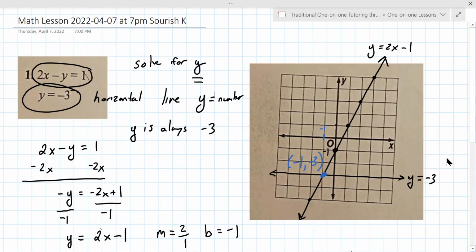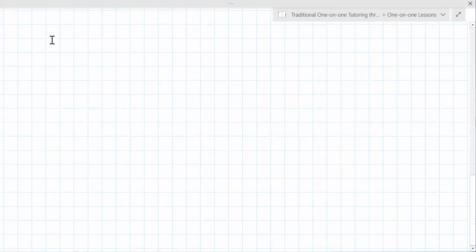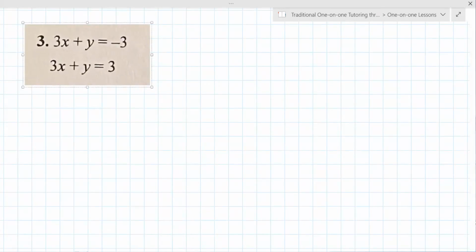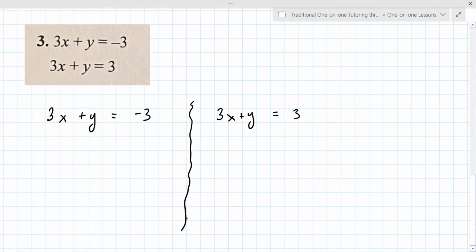I'm going to ask for more of your help in solving this one. The first thing for question number 3 is they give you 2 equations, and I'll rewrite them here. They give you 3x plus y equals -3, and the other equation is 3x plus y equals 3. What I would like you to do on your paper is to solve for y. I want you to get y by itself in both equations. We did this in the previous 2 problems, so it's just the same steps, just different numbers.